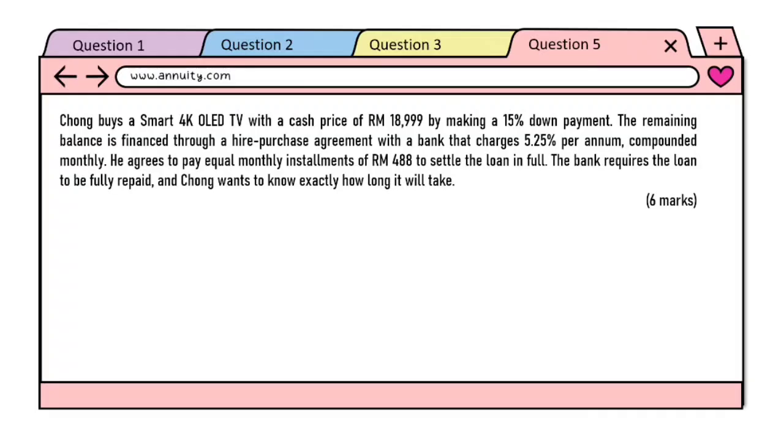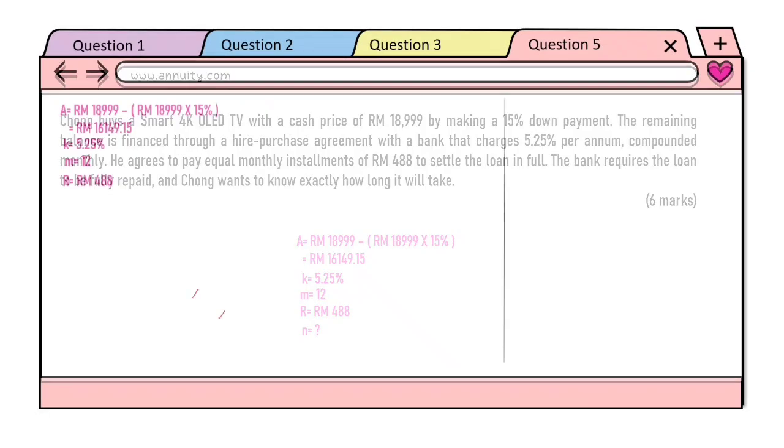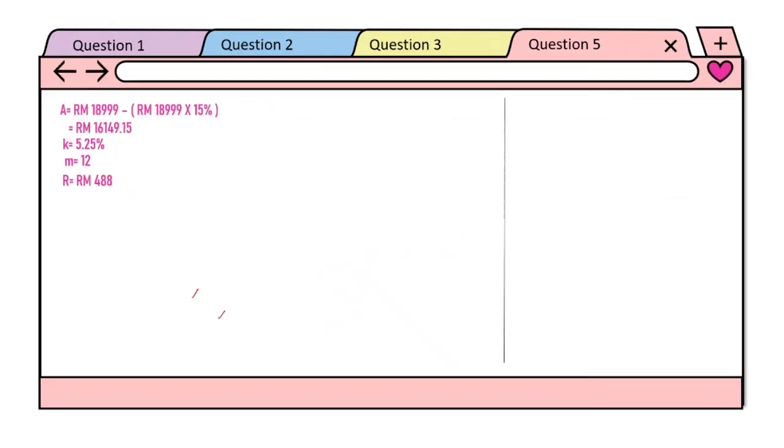Our goal is to determine exactly how long Chong needs to pay off his new smart 4K OLED TV. The information we have is the cash price, down payment, monthly installment, and the interest rate, also compounded monthly. Step 1. We must calculate the actual loan amount, also known as the principal or present value. This is the amount the bank is financing.